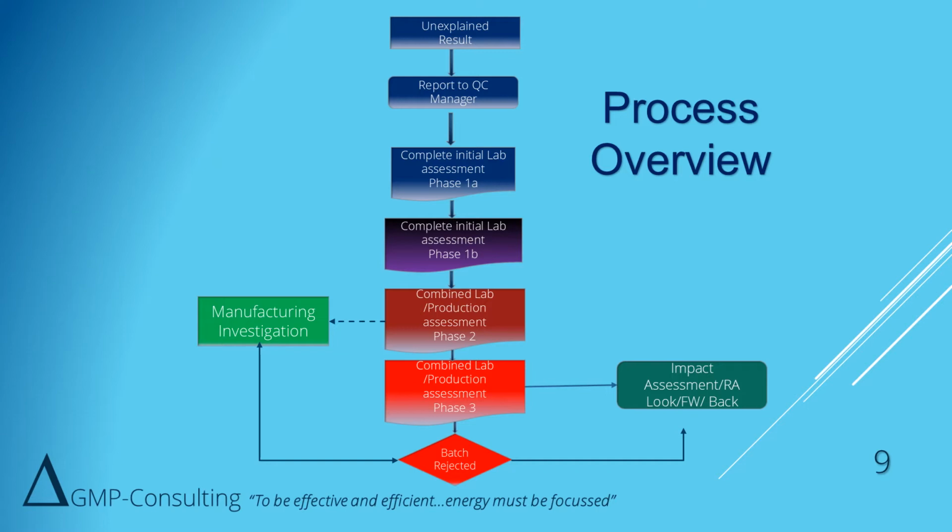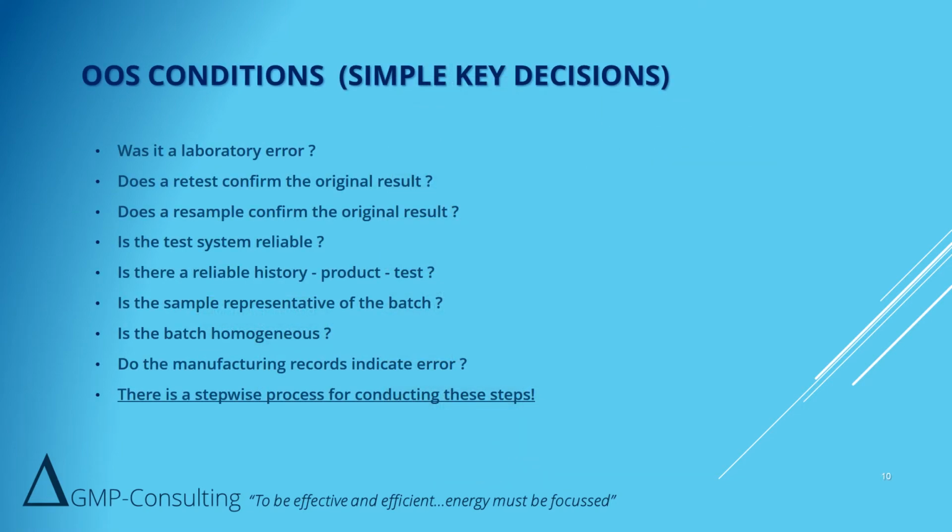And phase 3 is a final combined production lab assessment, and that's when you discover whether it's a real OOS and the product is defective and the batch is rejected, or not. And that then goes through the CAPA system as usual, and you may have reworks and things like that to do. This is a list of the stages you would go through over the course of the whole investigation.